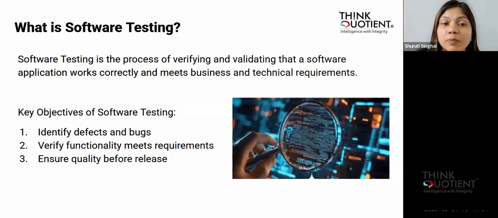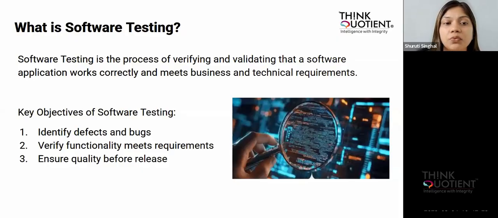So software testing is basically a process where we verify and validate the software application. Verification is while developing the software and validation is after development of the software. So these are two different parts. We basically verify and validate the software application, and we ensure that it is working correctly. But it should also meet the business and the technical requirements. If the software is working properly, but it is not meeting the intended requirements of the client, we do not say that the application is working properly.